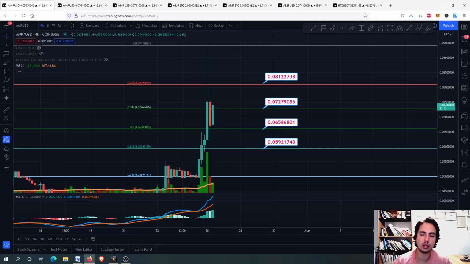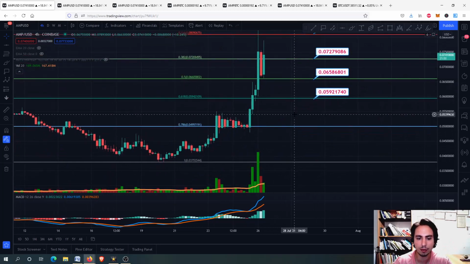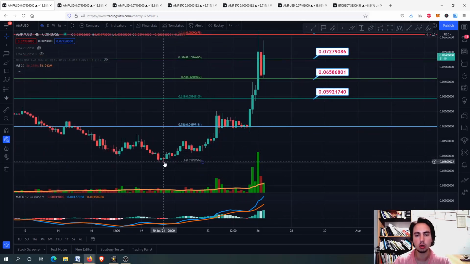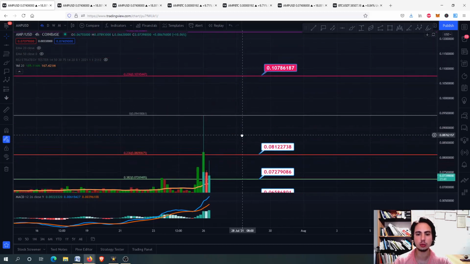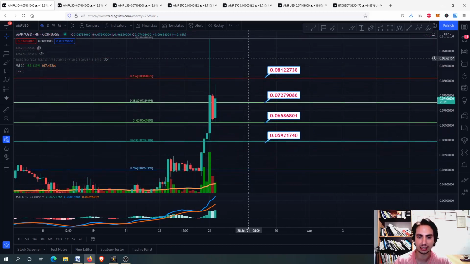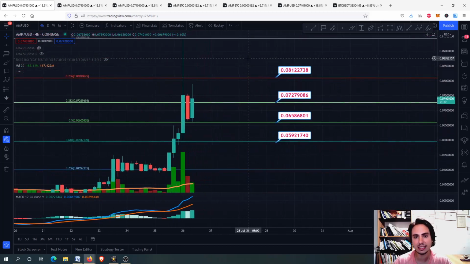So let's go now to our technical analysis, starting my Fibonacci retracement from the bottom we formed back on 20 July to the top we formed back on 26, and the reason is we want to find major resistance and support levels, but mainly support levels.